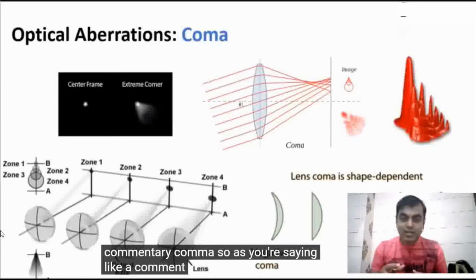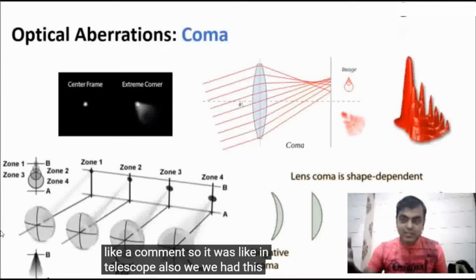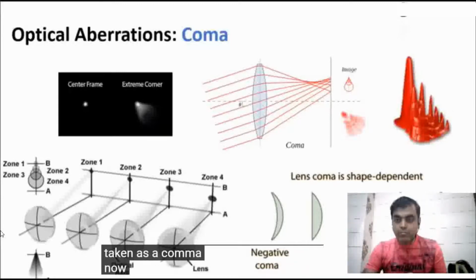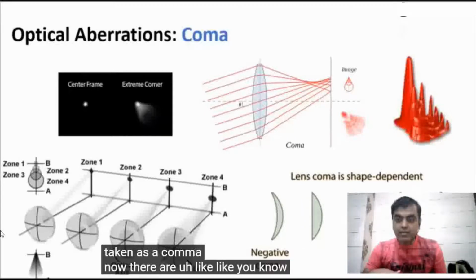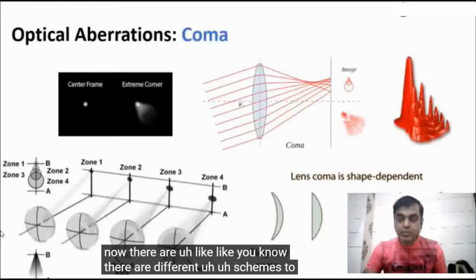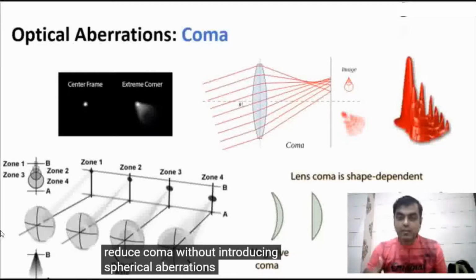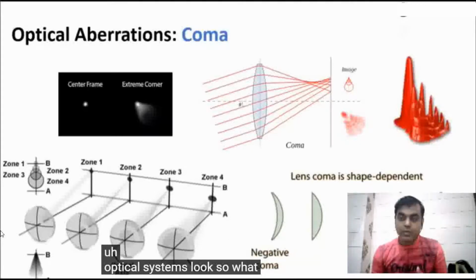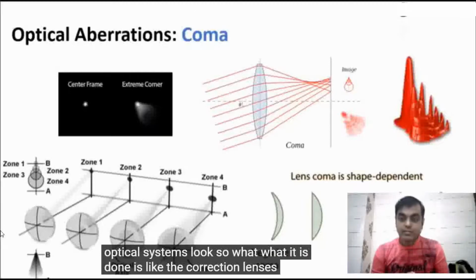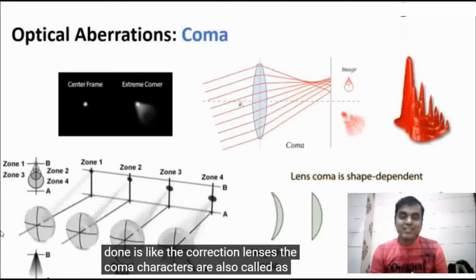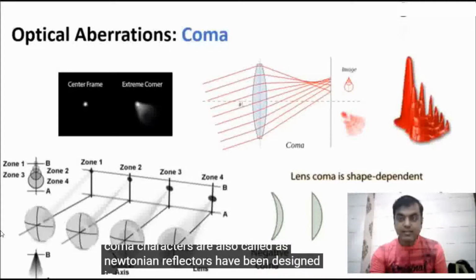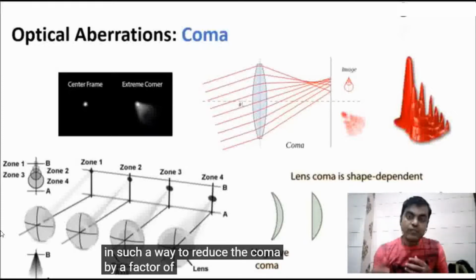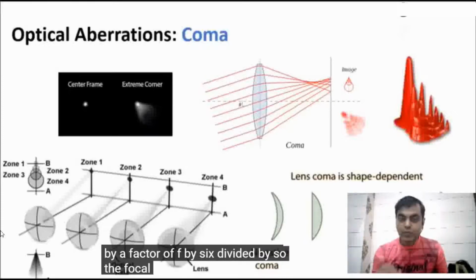So as I was saying, like a comet. In telescopes also we had this problem, and hence from there the name coma has been taken. Now, there are different schemes to reduce coma without introducing spherical aberrations, including optical systems. The correction lenses, the coma correctors, also used with Newtonian reflectors, have been designed to reduce the coma by a factor of f divided by 6, so the focal length is divided by 6.